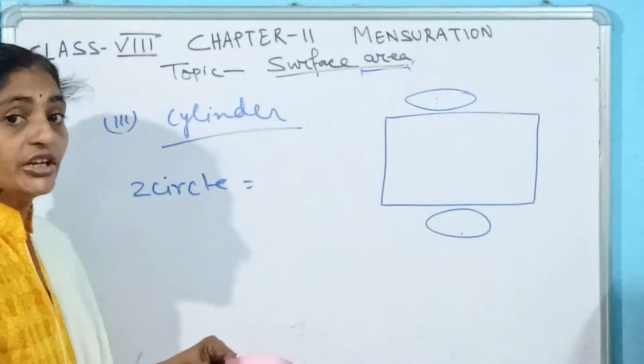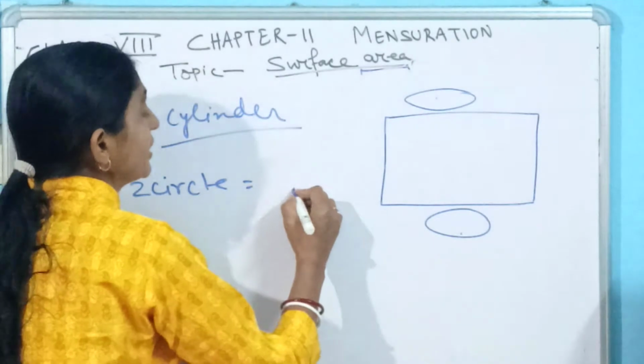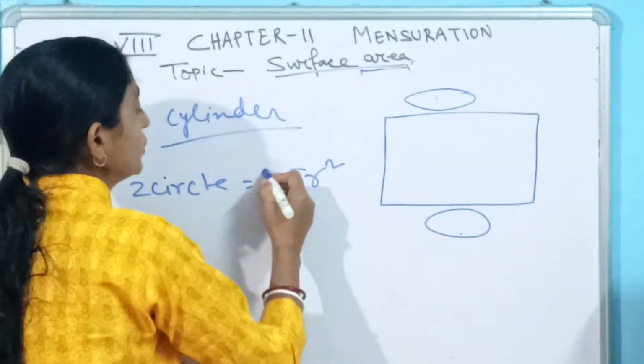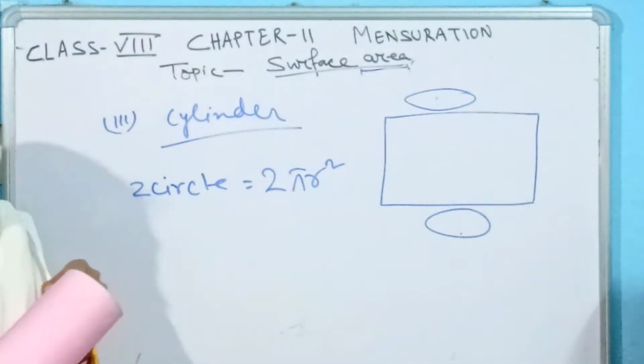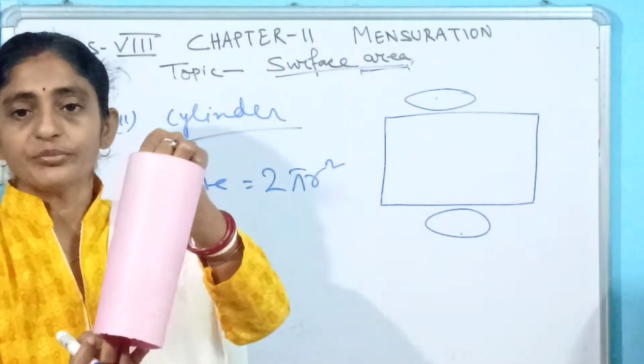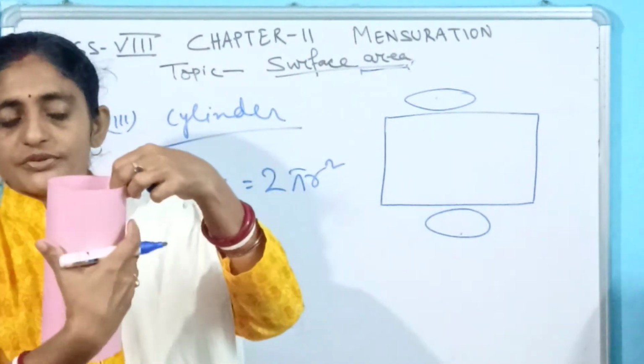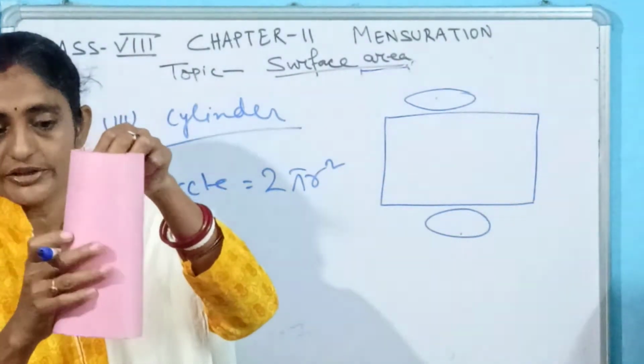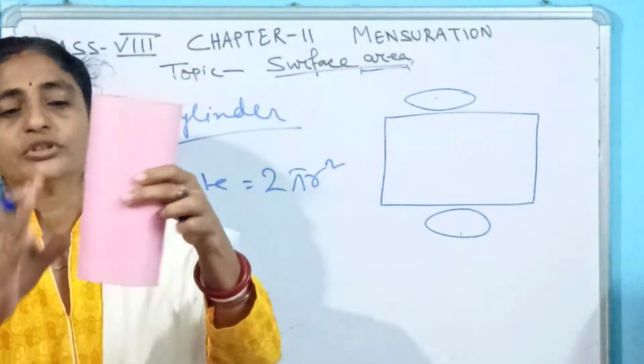So what will be the area of these circles? For one it is pi r square. Yes. So for two it will be 2 pi r square. Now let's come to the lateral surface. What does it mean? Lateral surface means this curved surface, curved face of this cylinder. So how can we find out the area of this one?